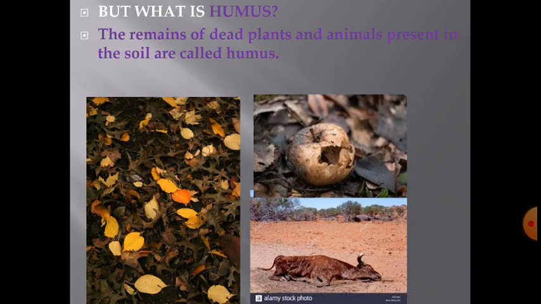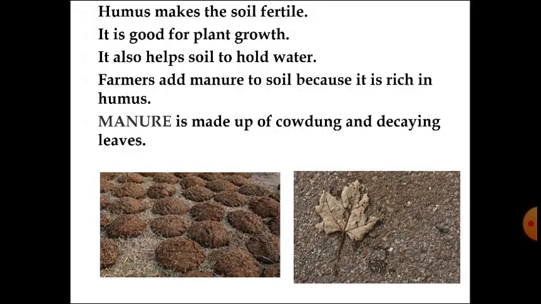What is humus? The remains of dead plants and animals present in the soil are called humus. Clear, students? The dead plants, dry leaves, and animals that have died, when they mix up with the soil, that is known as humus. Humus makes the soil fertile. It is good for plant growth. It also helps soil to hold water.